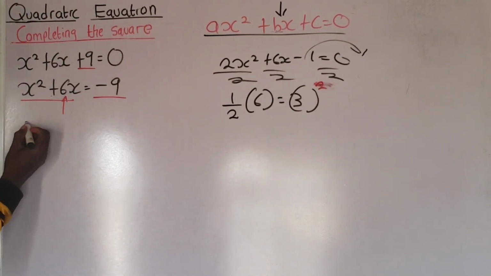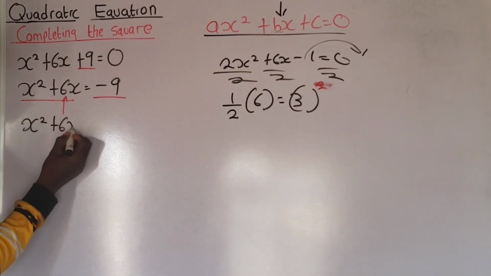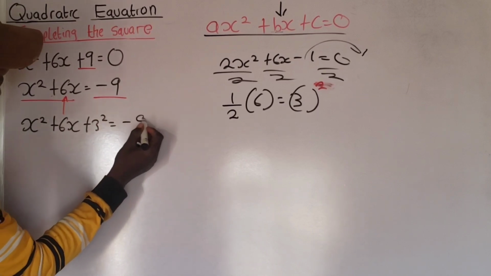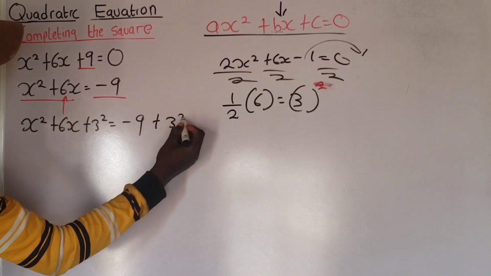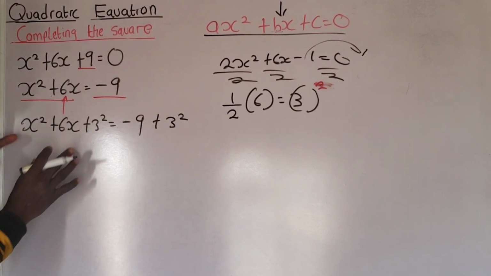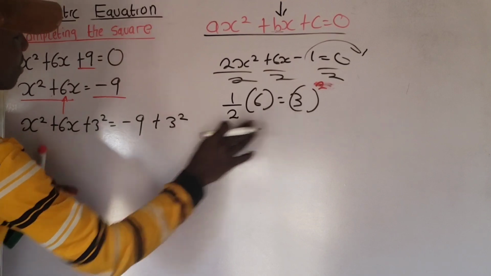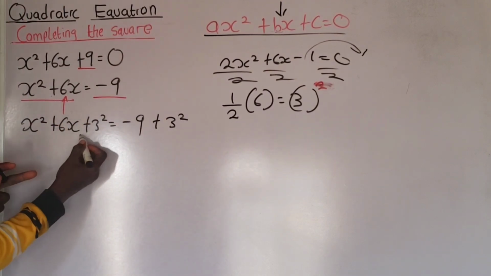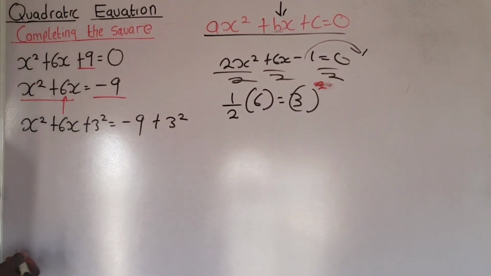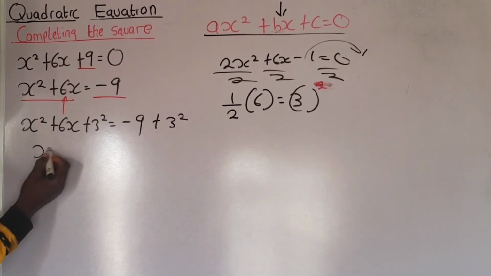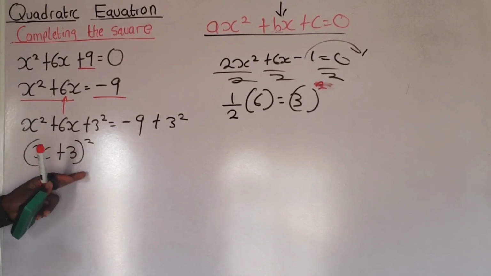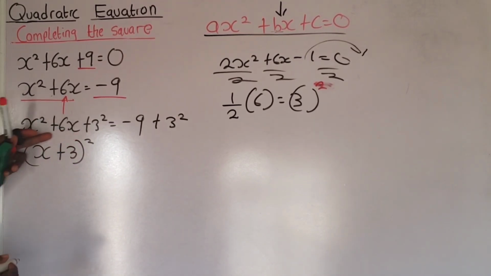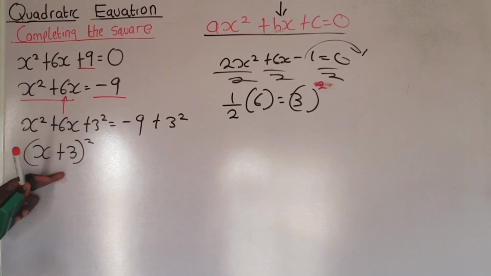So, the quadratic equation becomes like this: x squared plus 6x plus 3 squared equals negative 9, plus 3 squared. Because we will add the square of the half of the second term to both sides of the equation. This is the left hand side, and this is the right hand side. Now, from this point, this left hand side of the equation can be written as x plus 3 raised to the power of 2. If you expand this bracket, you are still going to arrive at this. I just write it in this form.